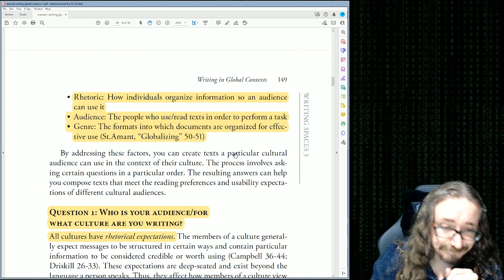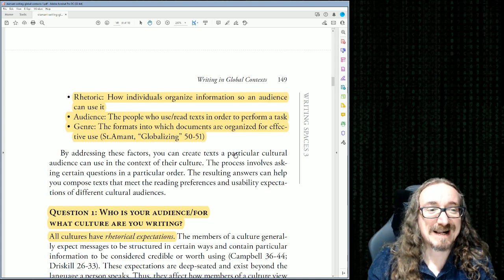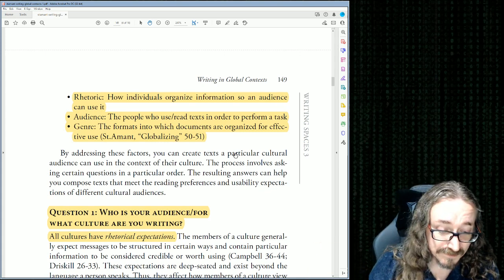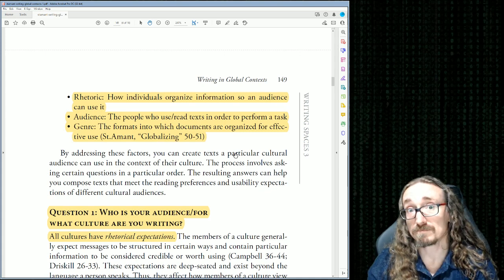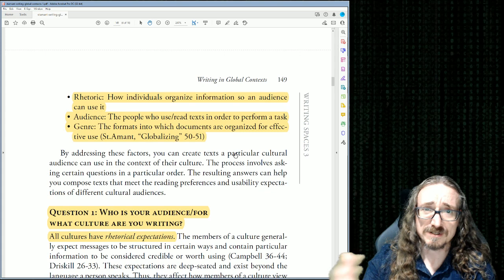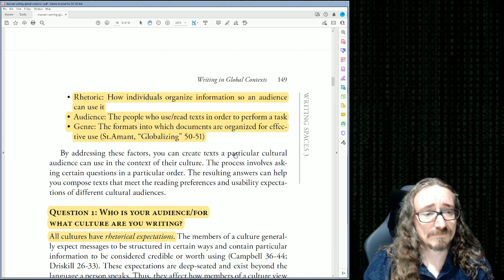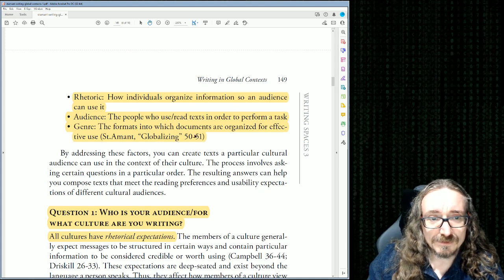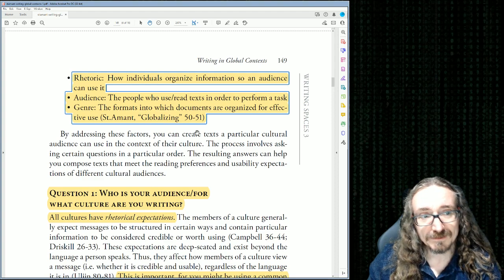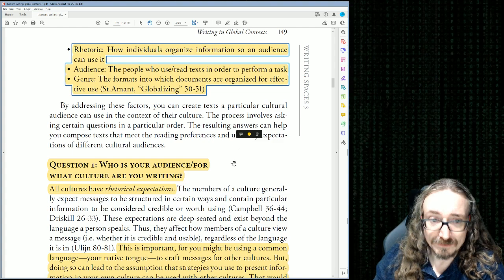But anyway, obviously, if they can't figure out where your degree is from or do you have the skills, because the resume is so badly designed or it's so sort of American focused, that a person in another country is kind of struggling with it because it doesn't match up to their expectations about a resume, you got a problem. All right, audience, the people who use and read the text in order to perform a task. And then genre, the formats into which documents are organized for effective use.